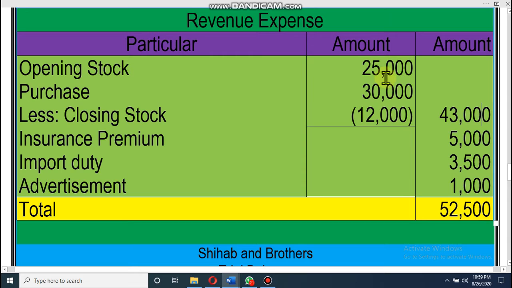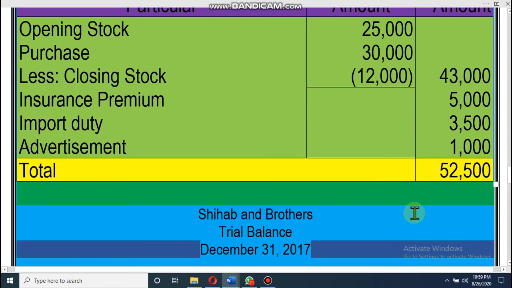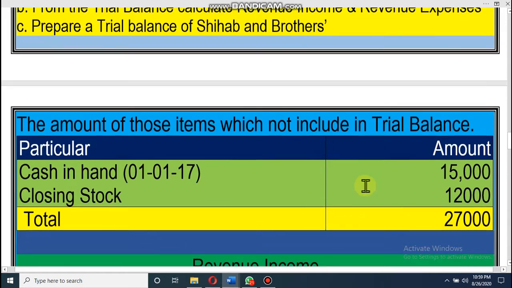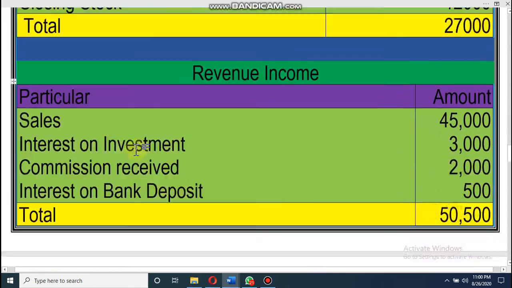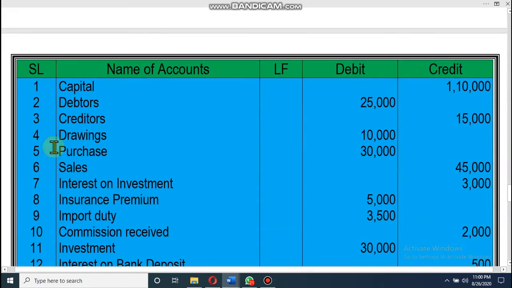Dear student, opening stock, purchase, closing stock minus, then this is cost of goods sold, then import duty, then insurance premium, then advertisement. So this is the total amount of revenue expenses. Dear student, now the last requirement: prepare trial balance. Dear student, if you remember, last class I told you that there are 5 columns in a trial balance.